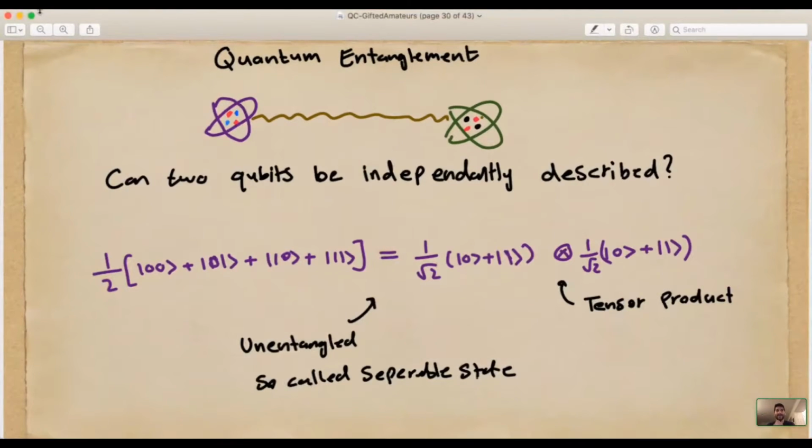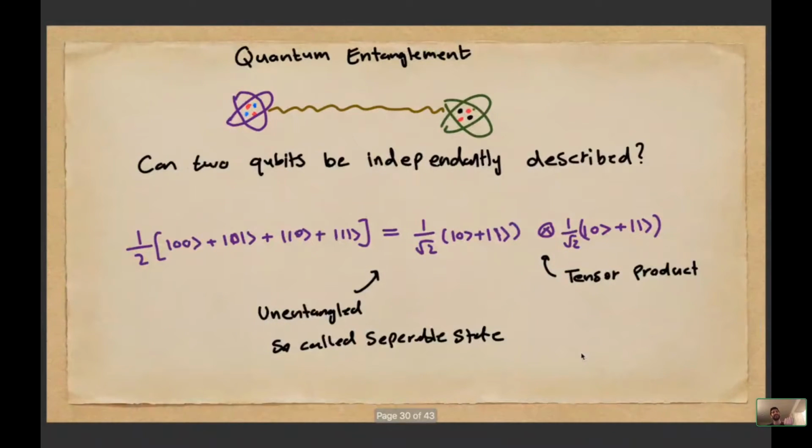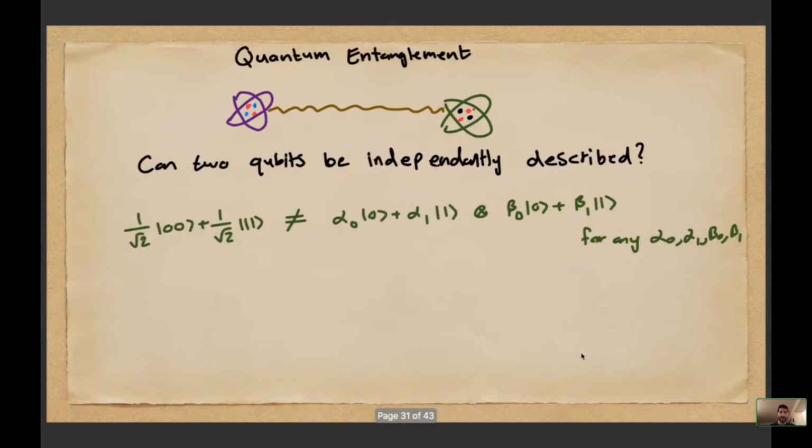Okay? Now we'll see an example where this cannot be done, and therefore an example of a state on 2 qubits which exhibits this thing called entanglement. And this is the following state, known as the Einstein-Podolsky-Rosen state, the EPR state.